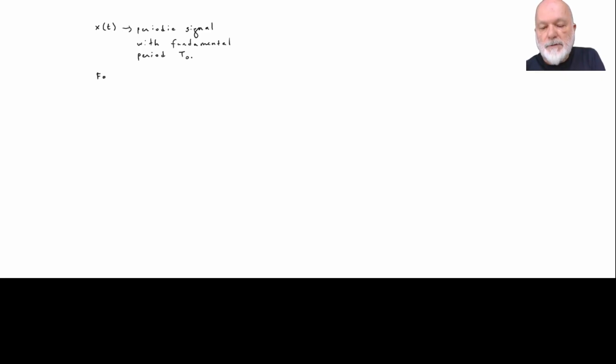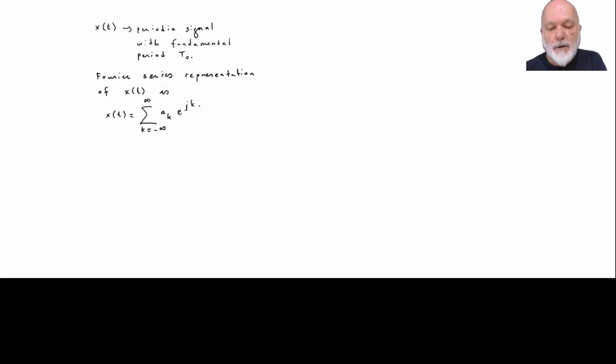Now, the Fourier series representation of this signal x of t is x of t equal to a series expression, k running from minus infinity to plus infinity, a k e to the j k omega 0 t, where omega 0 is related to the fundamental period of the periodic signal by this expression: omega 0 is equal to 2 pi over capital T0.